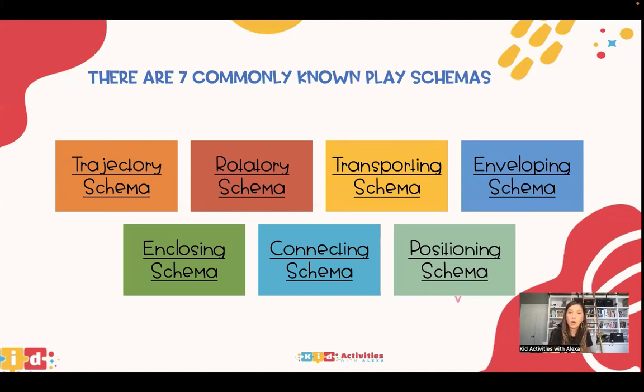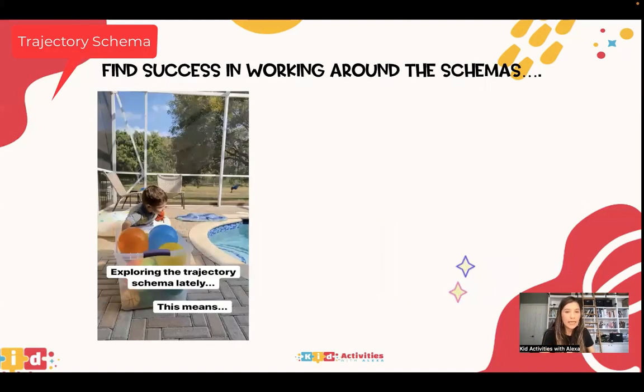You have the rotatory schema, that's when they spin around. They have the transporting schema, so they're moving things from one place to the other. The enveloping schema, which is like they're trying to cover themselves. Enclosing schema, we'll go through each of them individually so you can see some real samples. We have the connecting schema, and that's where you connect and disconnect things. And the positioning schema, which is when they position things in alignment. Let's look at this video.